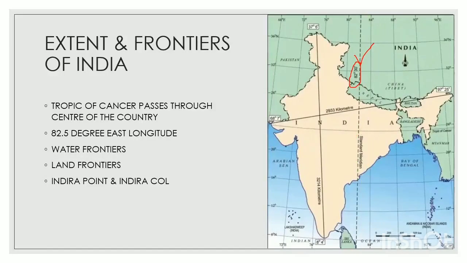Now come back to water frontiers and land frontiers. Here we are explaining exactly the location and the frontiers, how exactly India is located. Come back to your water frontiers. You have already read about them. What are these water frontiers? Towards the east you have the Bay of Bengal, towards the south you have the Indian Ocean, and towards the west you have the Arabian Sea. These are the water frontiers we have in India.